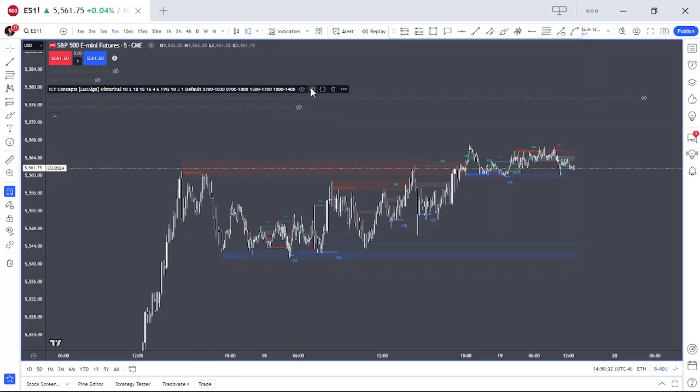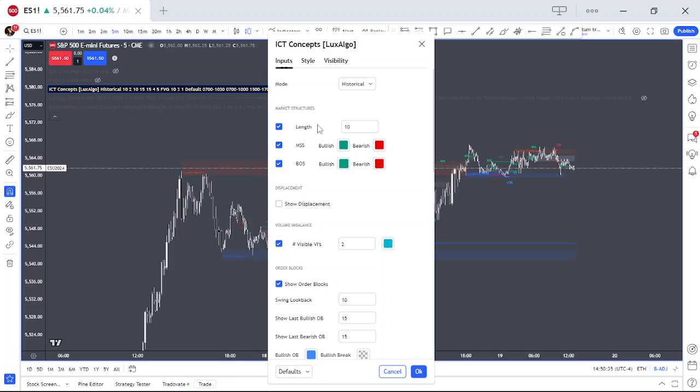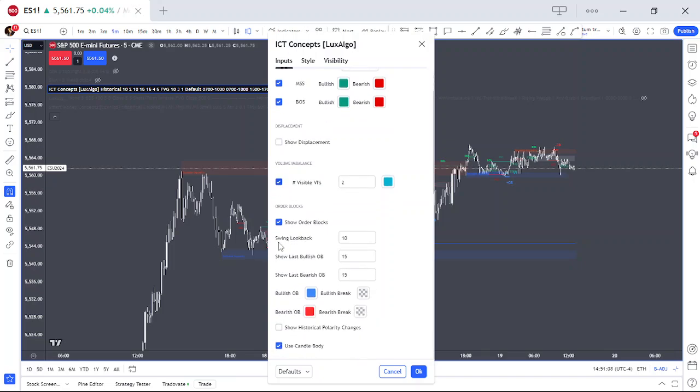And we're going to go into the settings on this. All right, so we want historical marked, all of your market structures marked. I put the last 10, and you can change the colors if you want. Do not mark show displacement. You can or cannot, it's personal choice. I don't use volume imbalances. I just have them marked for some reason, but whatever.